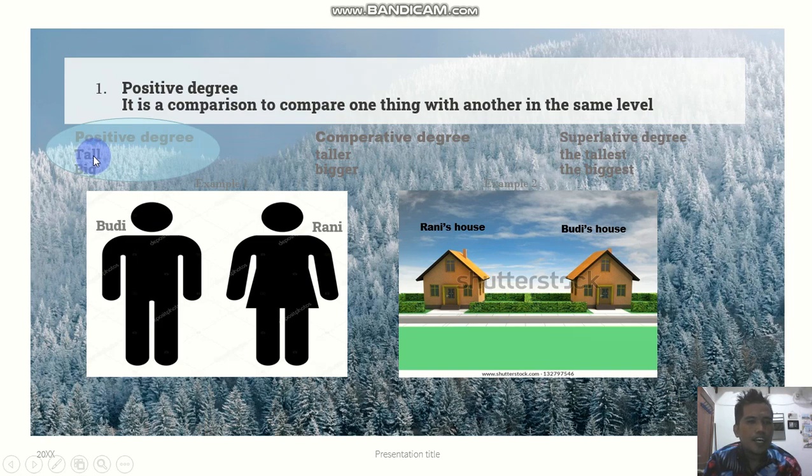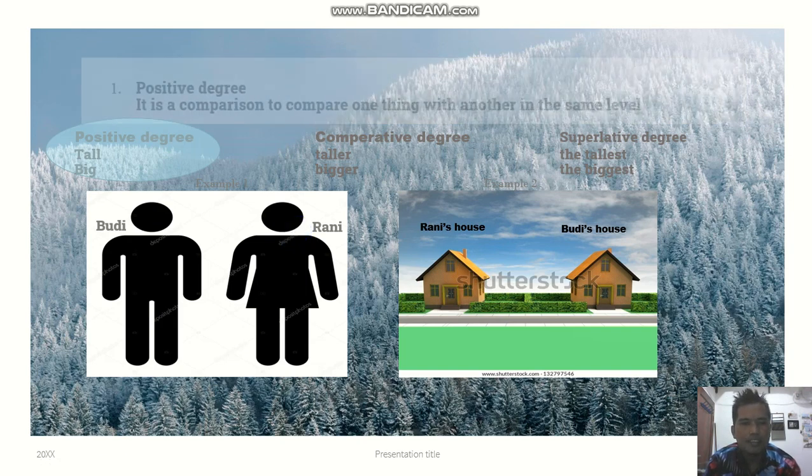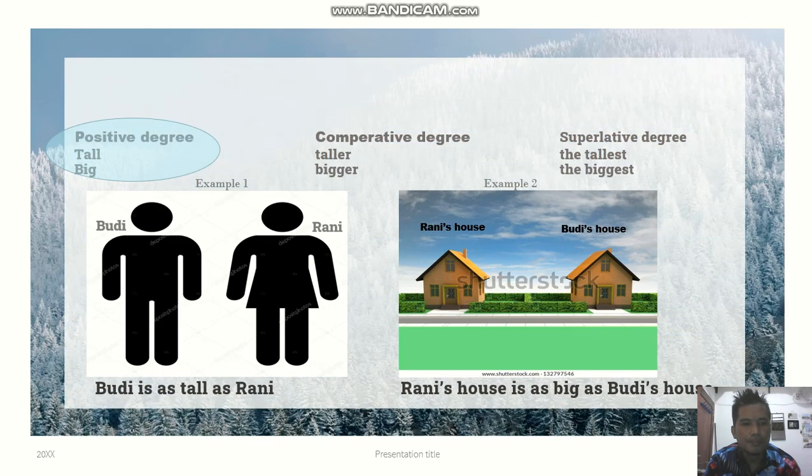These are the adjectives tall and big. So let's look at the first picture here between Budi and Rani. We know that Budi and Rani have the same height. So how do we say this in a sentence? How do we compare this? Okay, this is the example. Budi is as tall as Rani. So they are not different. They have the same height.